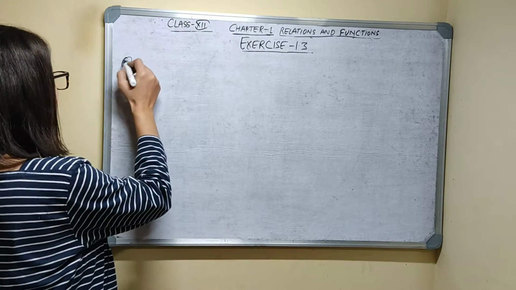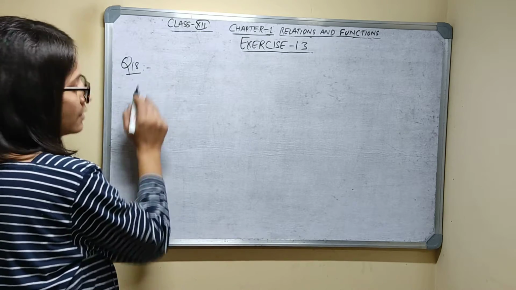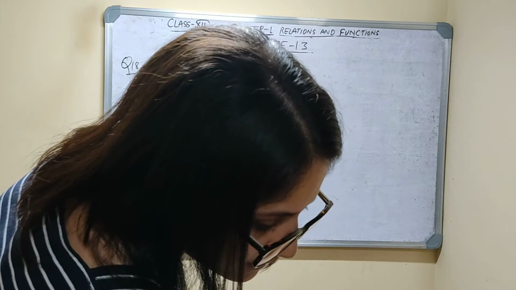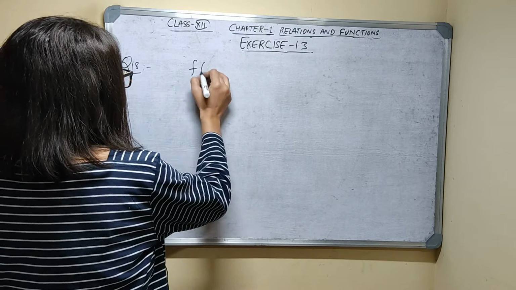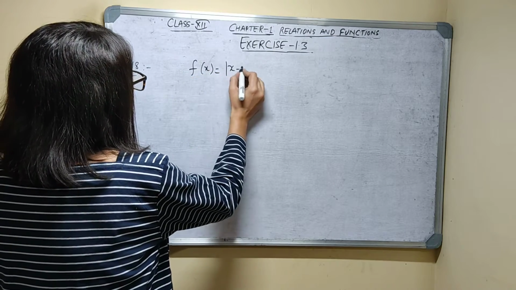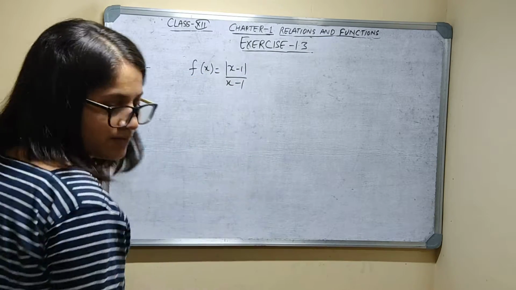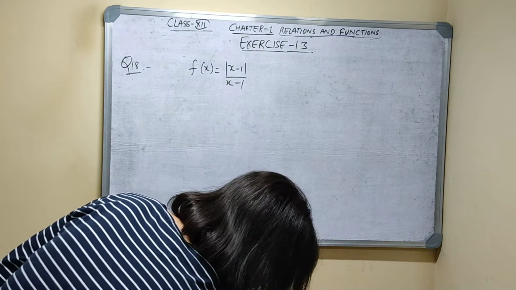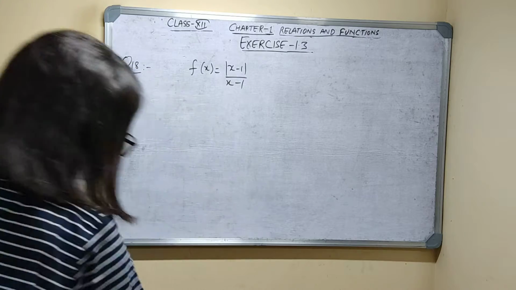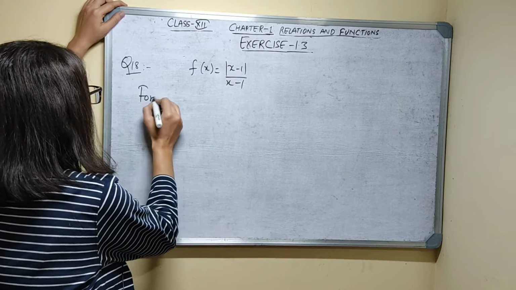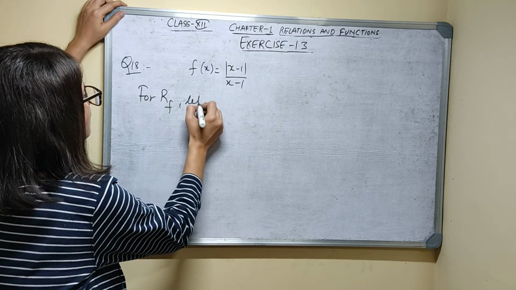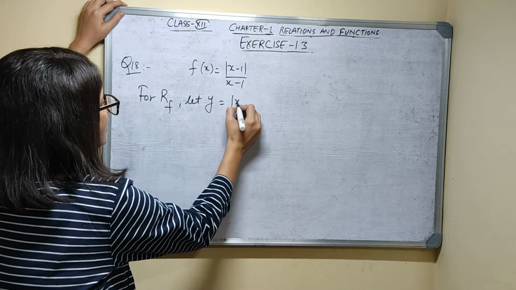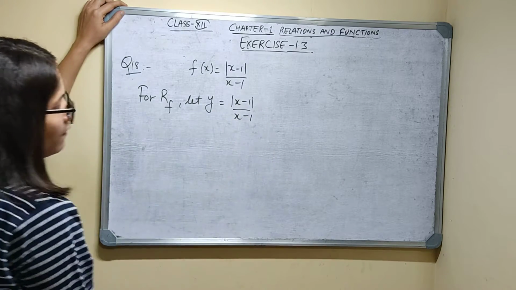Question number 18. What is the range of the function f(x) = |x − 1| / (x − 1)? To find the range of this function, let y = |x − 1| / (x − 1).